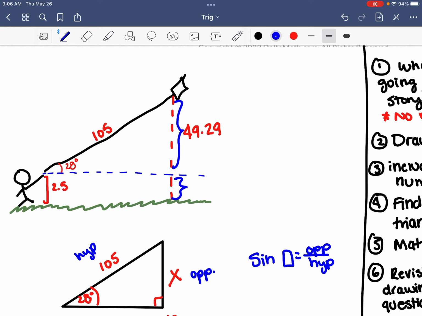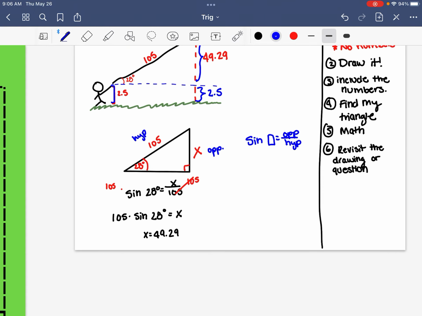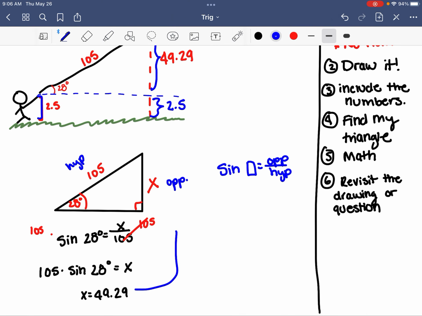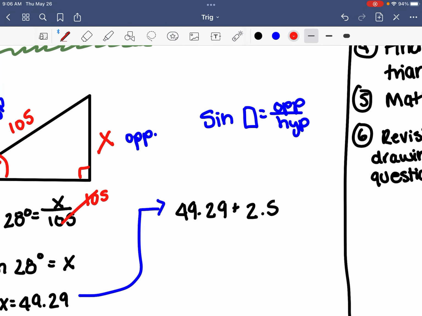But if we notice, we know that from here to here, it is 2.5. So that means this is 2.5. So to figure out the whole height, I need to add these numbers. So my last step, I'm going to add my numbers. So maybe over here I could go 49.29 plus 2.5. And again, this is from the kite, maybe I'll write that, kite to hand, right? That's the distance. And this one is from the hand to the ground.